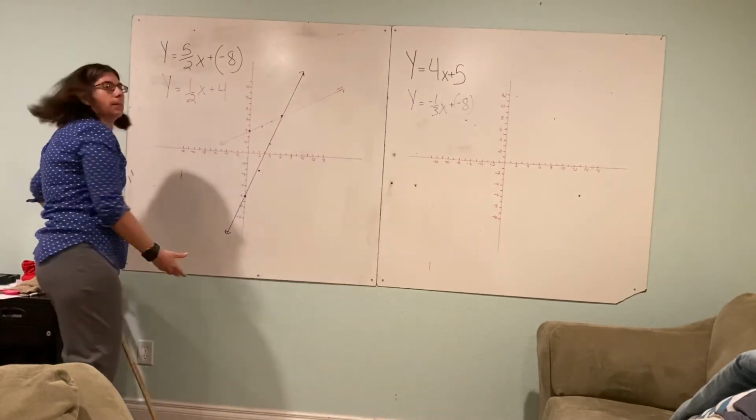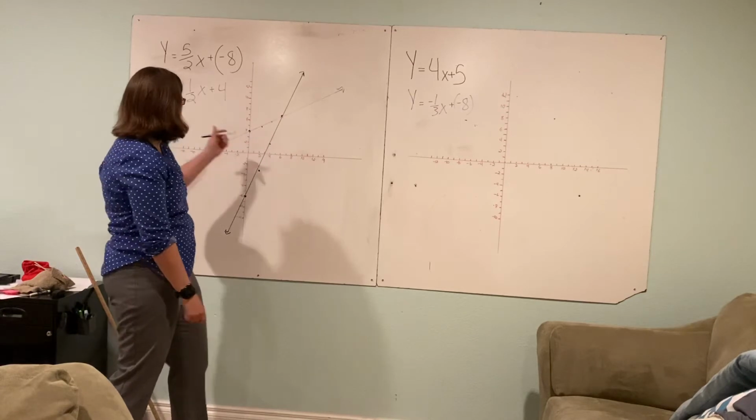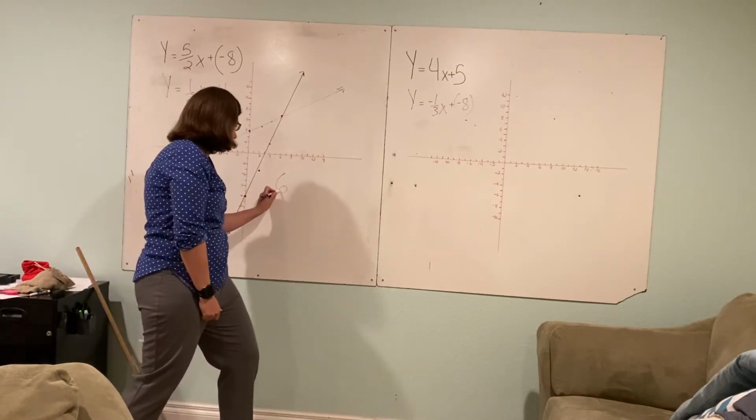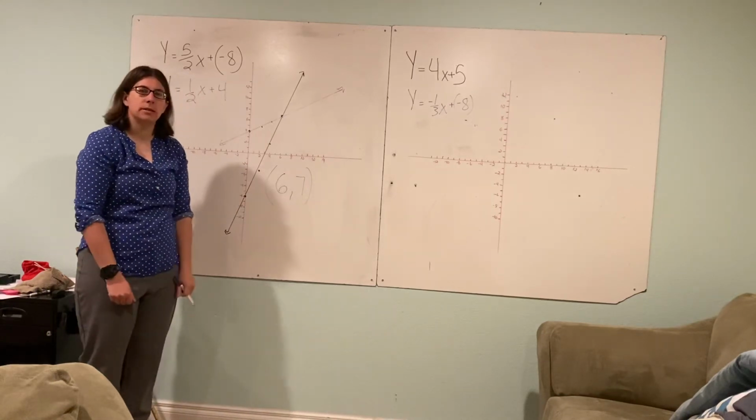And then we're curious about where these lines cross. So in this case, these crossed at 6, 7. So our answer to this system is positive 6, 7. That's where those two lines intersect.